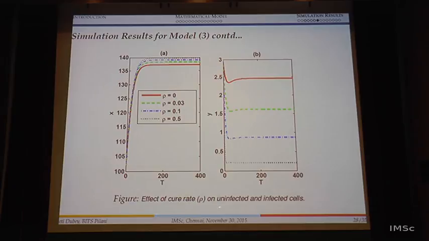And when we give the cure rate rho: when rho is 0, the uninfected cells are at a lower level, if you compare, and the infected cells are at a higher level. There is no therapy for the infection. When we give the therapy and increase it, the infection comes down and the uninfected cells increase, but they do not increase to a higher level because the therapy is given to infected cells, not to the uninfected cells.